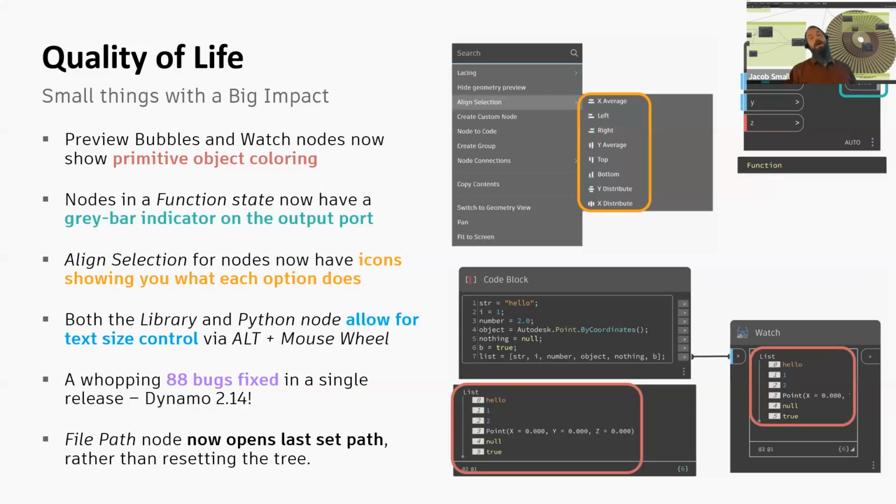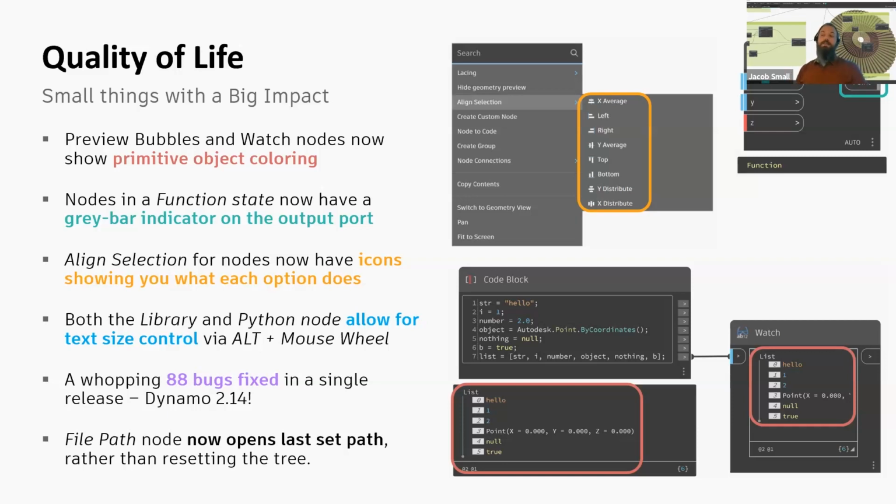Nodes in a function state now also indicate that they're in a function state with the output port, as opposed to just the other indicators that we had before. So we see the gray output on the right-hand side because that is producing something. It's just not data that we might typically expect. So that's been passed along, which is really handy.